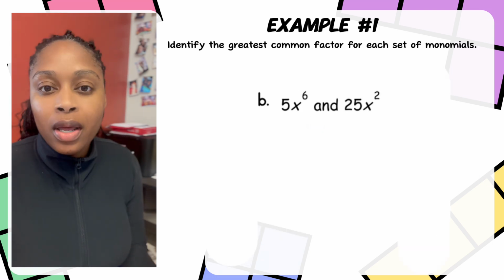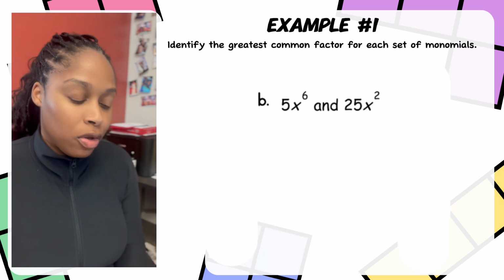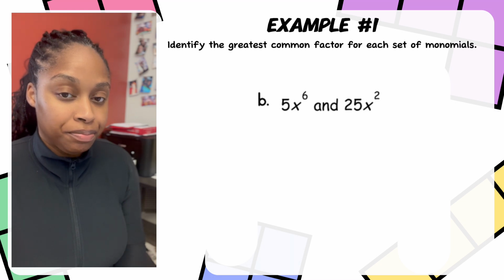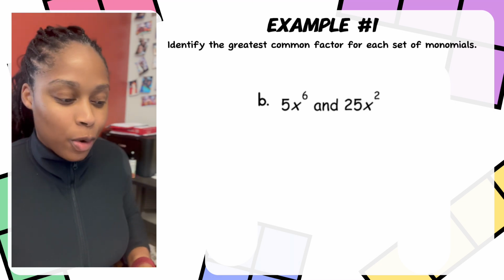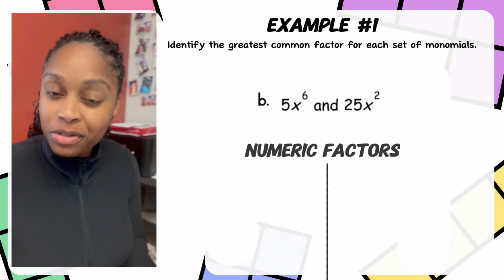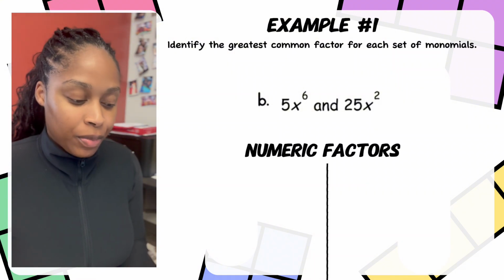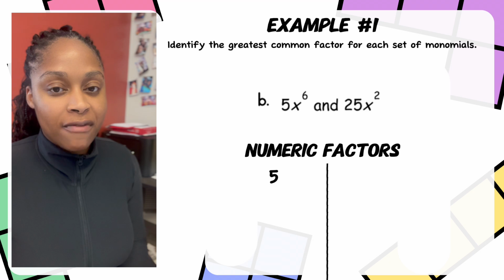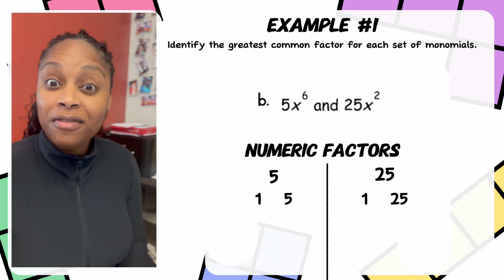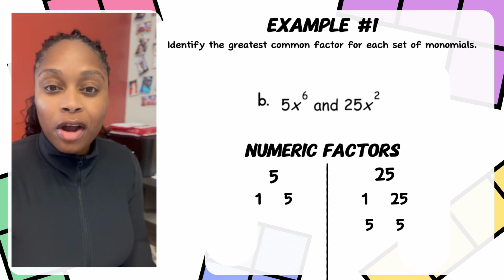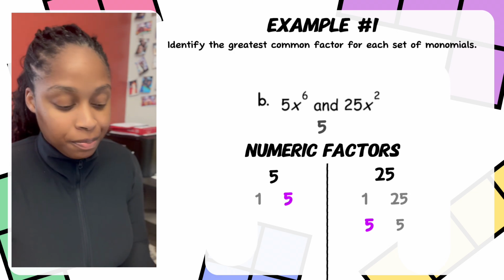So at this point, I would like you to pause the video and I would like you to try question B. For part B, we have 5x to the sixth power and 25x to the second power. We want to identify our factors of 5 and 25. All right, so for 5, that's pretty simple. All we have is 1 and 5. And then for 25, we have 1 and 25, and then 5 and 5. So our greatest common factor is going to be 5.